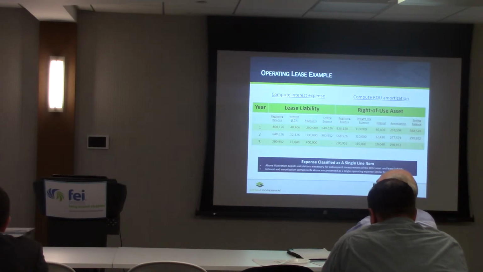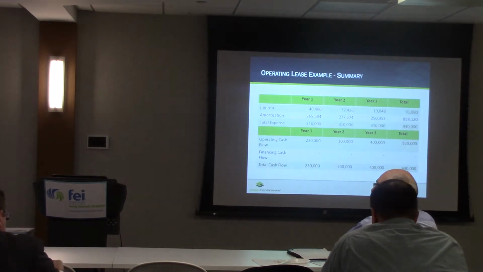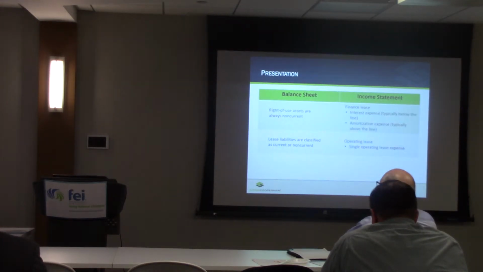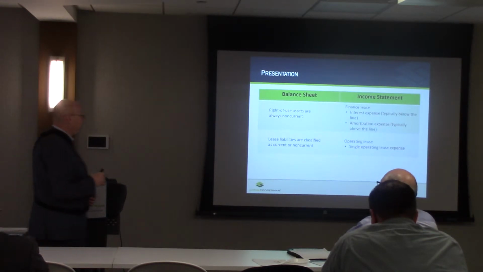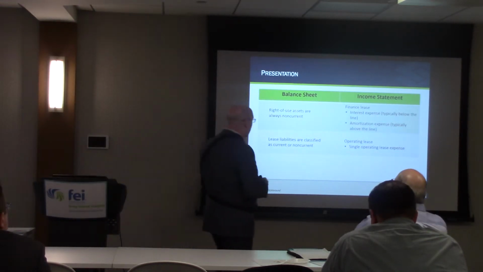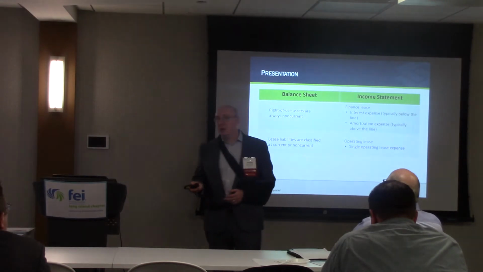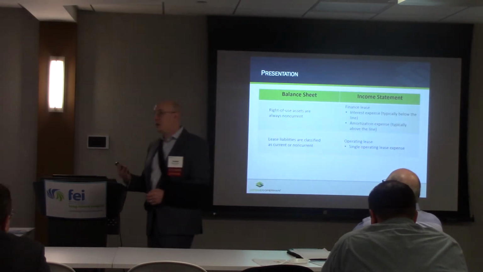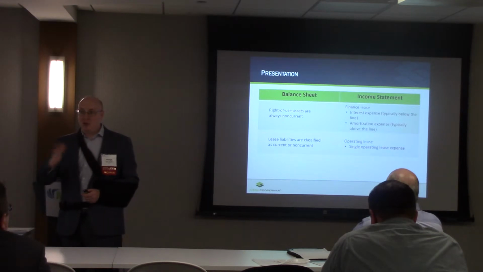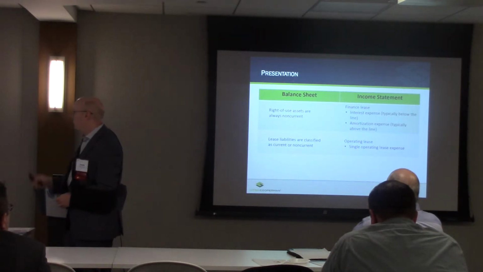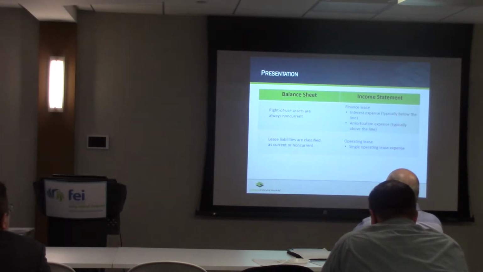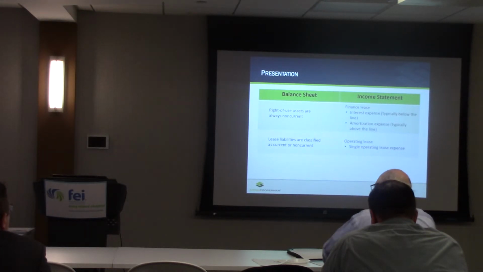I'll be going into that hybrid lease and the advantages on the balance sheet for it, which is significant. So just from a presentation standpoint, on the balance sheet, you have a right-of-use asset that is always non-current, because it's like PP&E. And then the liability, just like debt, has a current portion and non-current portion. On the income statement, as I mentioned, operating lease has one line item; finance lease, just like a capital lease today, has an amortization component and an interest component.